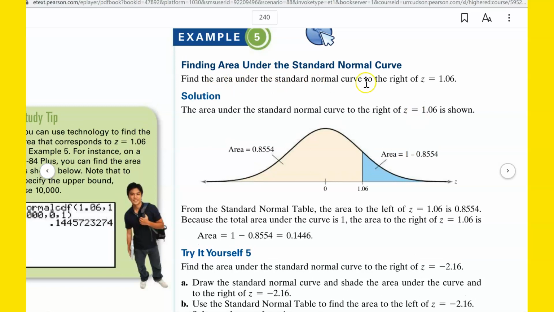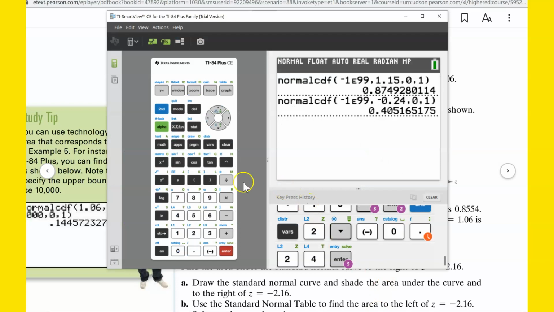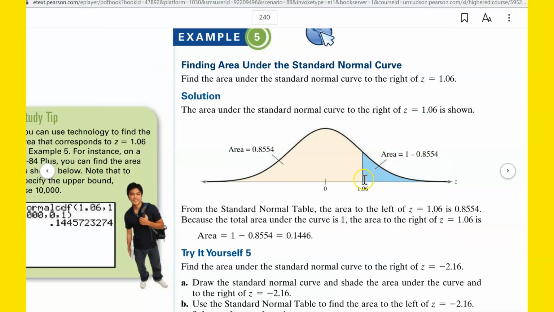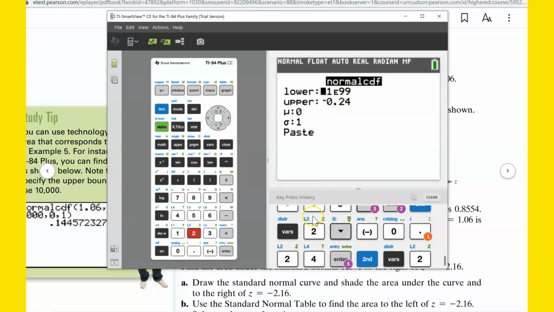Find the area under the standard normal curve to the right of 1.06. Okay, this one's a little different. Again, second distribution, option 2, normal CDF. This time I'm finding the area to the right of 1.06. So what's my lowest value in this area? The lower bound is 1.06. What's the highest value in this area? Well, it goes all the way to infinity.